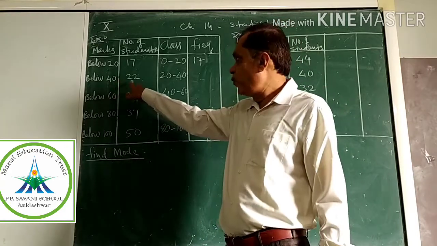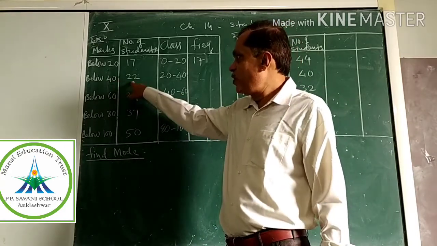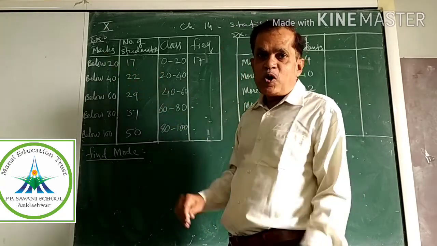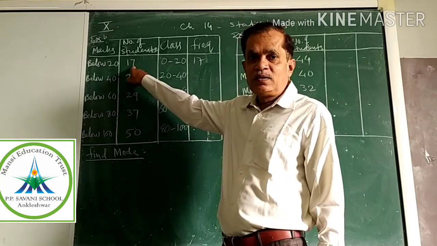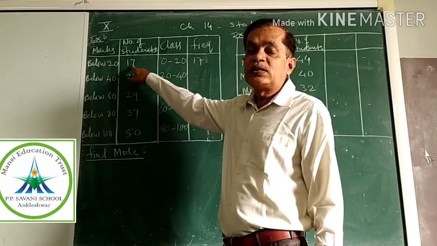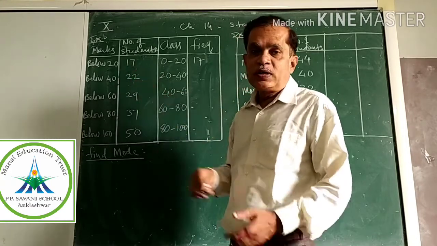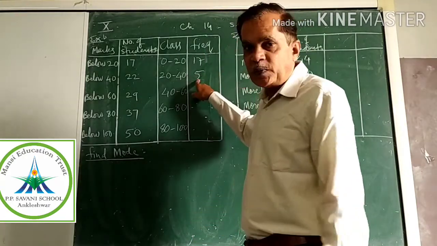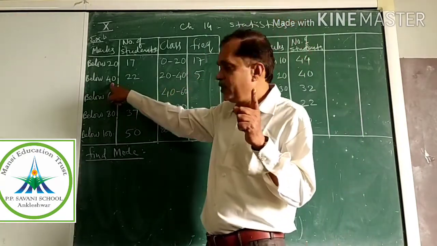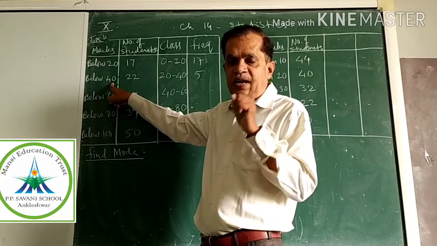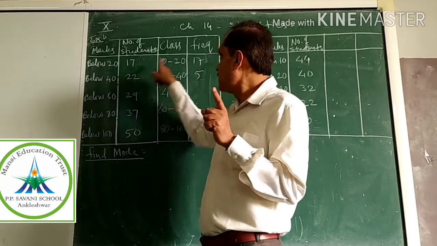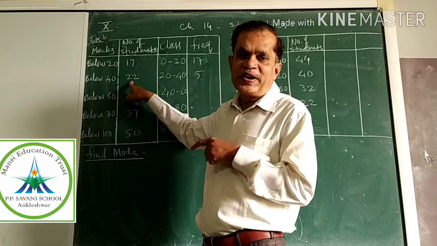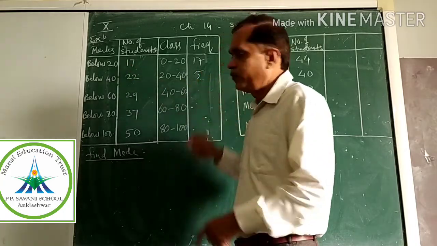Below 40 is 22. So below 40 is from 0 to 40. But for 0 to 20, 17 is taken. So for below 40 it is 22 minus 17. 22 minus 17, how much? 18, 19, 20, 21, 22, so 5. You understood this 5? Below 40 stands for 0 to 40, and 0 to 20 are 17. So for above 20 and below 40, out of 22 minus 17, it is 5.